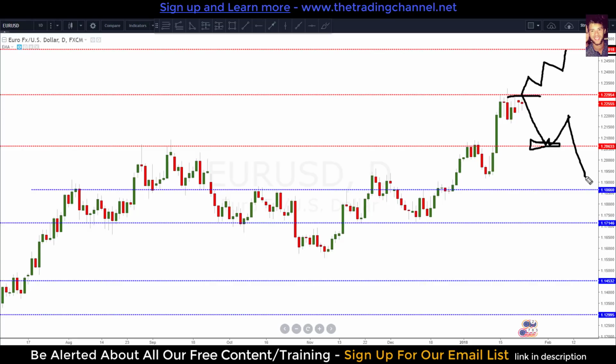If the market breaks through 1.2063, our next level of support is going to be down here at 1.1866. We probably won't hit that this week, but later on in the future, that's the next level of structure we're going to be paying attention to as possible support.